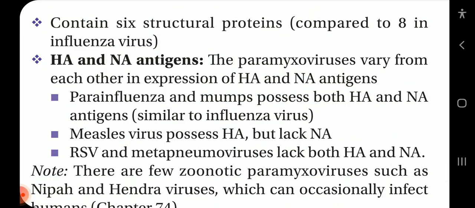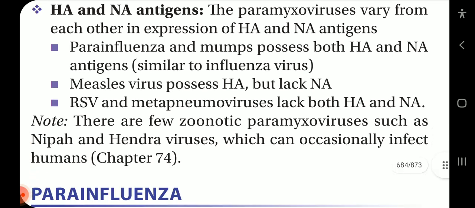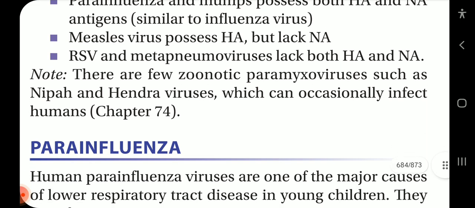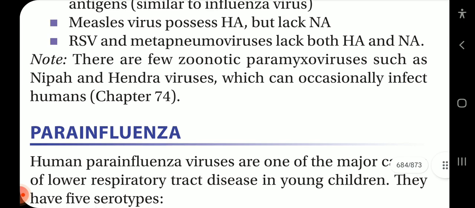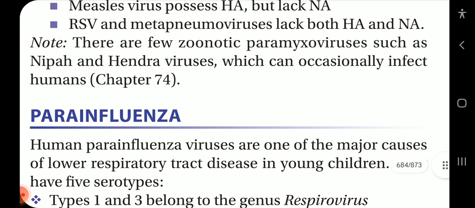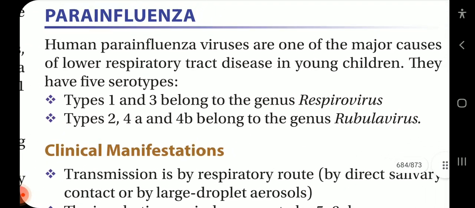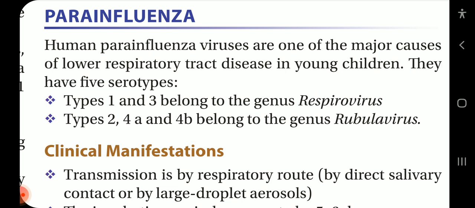HA and NA antigens. The paramyxoviruses vary from each other in the expression of HA and NA antigens. Parainfluenza and mumps possess both HA and NA antigens similar to the influenza virus, while measles possesses HA but lacks NA. RSV and metapneumovirus lack both HA and NA antigens. Now there are a few zoonotic paramyxoviruses such as Nipah and Hendra virus which can occasionally infect humans also. Now the parainfluenza virus. Human parainfluenza viruses are one of the major causes of lower respiratory tract disease in young children. They have 5 serotypes.